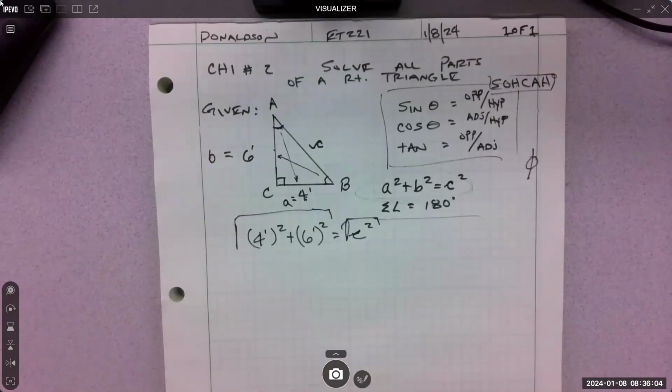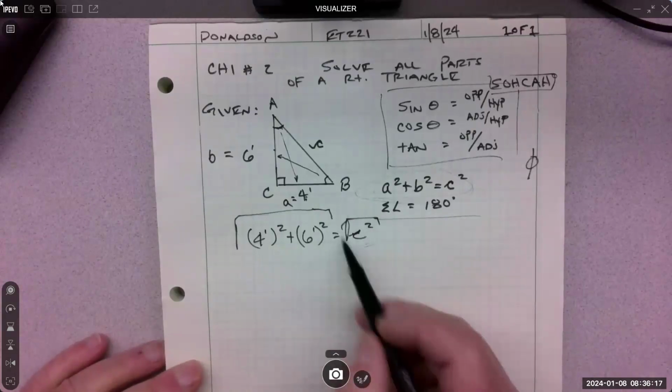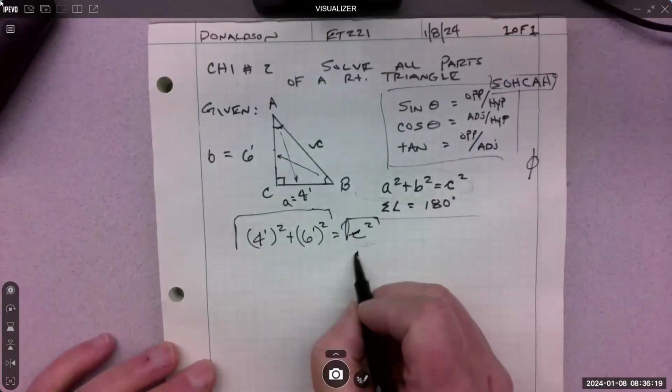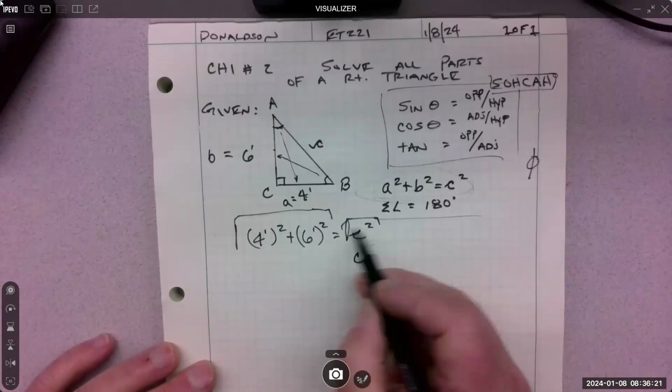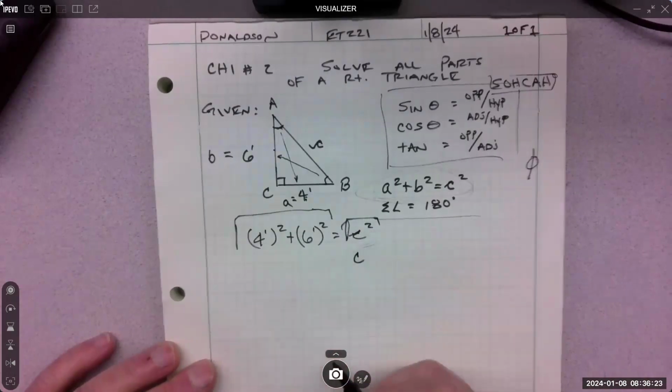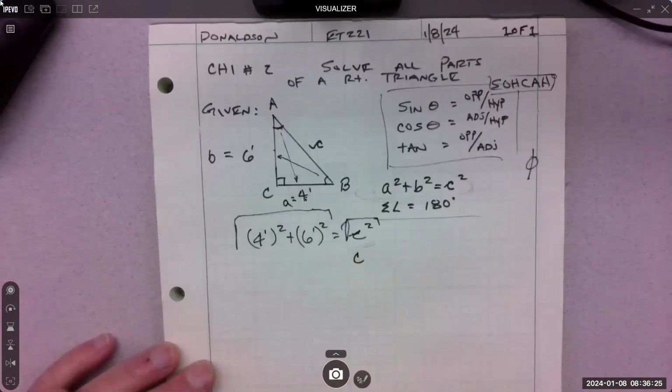End of story. Right? So if you have a variable, you need to get it by itself. And if that means dividing by 4, then you got to divide the other side by 4. Just what you do to one side, you do to the other. So here, this is going to clear that into just c, right? The square root of c squared is just c. And then here's my number over here.